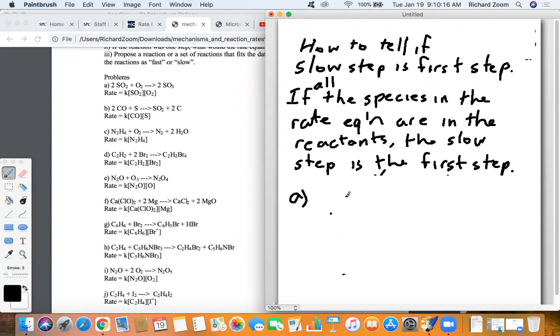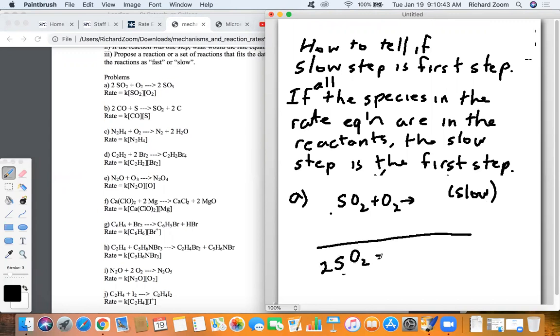All right, so A. We know that the slow step is the first step because SO2 and O2 are both reactants. So what I would do is SO2 plus O2 gives something, and that's slow. And then I know everything's going to add up to 2SO2 plus O2 gives 2SO3. Now I can make SO3 here as a product of the first step.